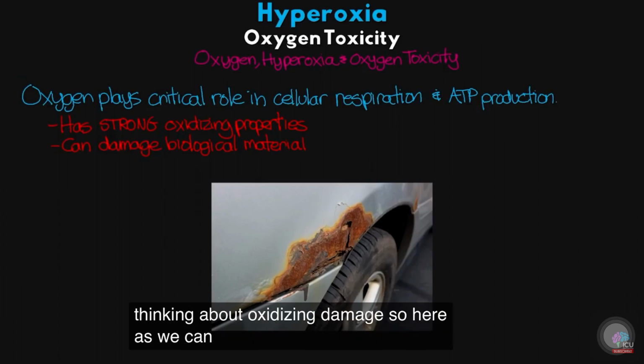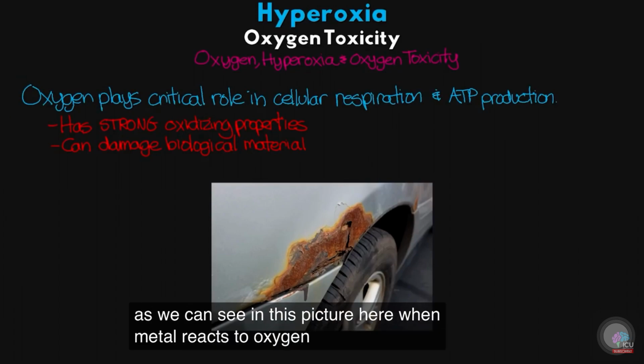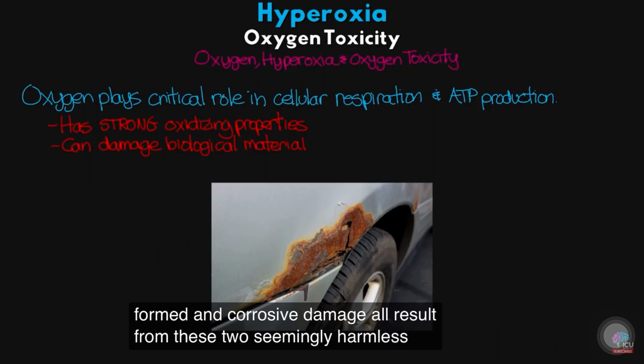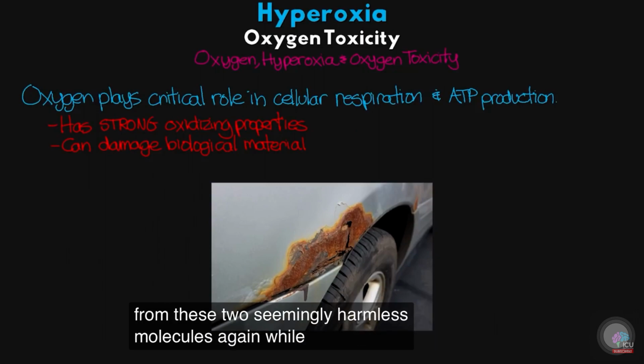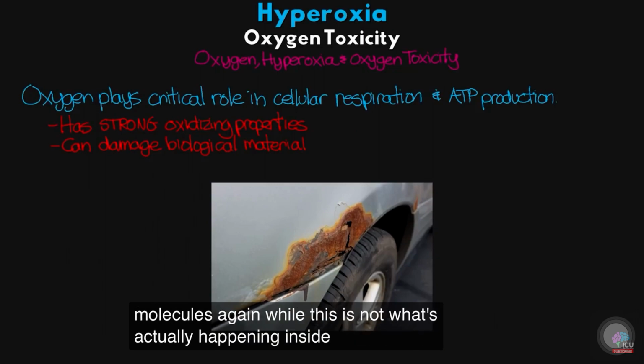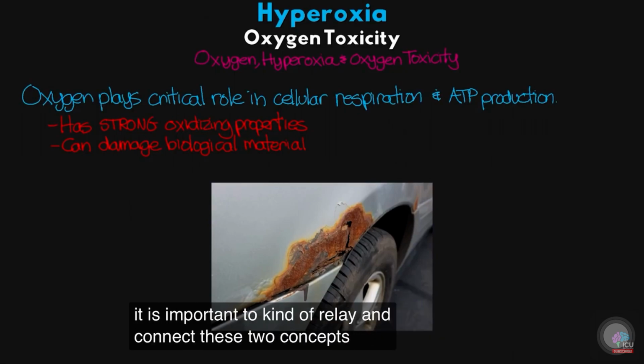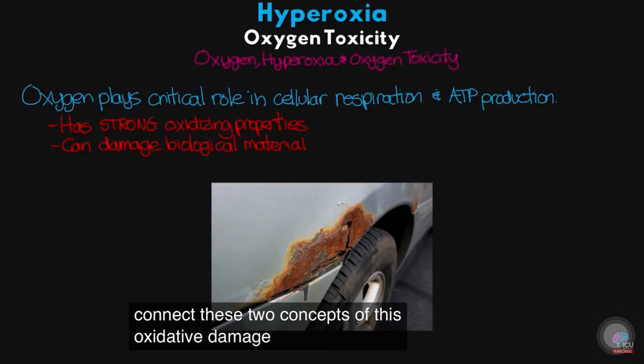So here, as we can see in this picture, when metal reacts to oxygen and water, rust is formed, and corrosive damage results from these two seemingly harmless molecules. Again, while this is not what's actually happening inside of our bodies, it is important to connect these two concepts of this oxidative damage taking place.